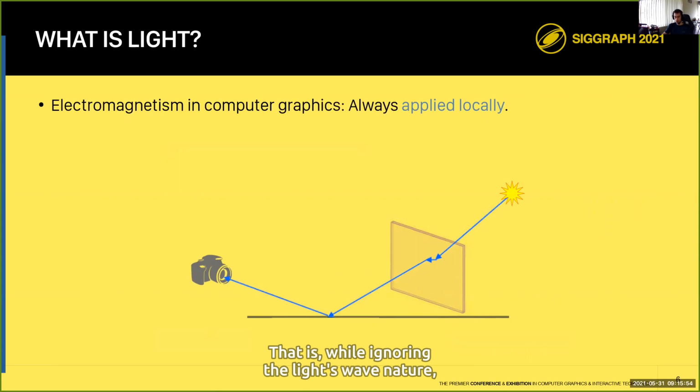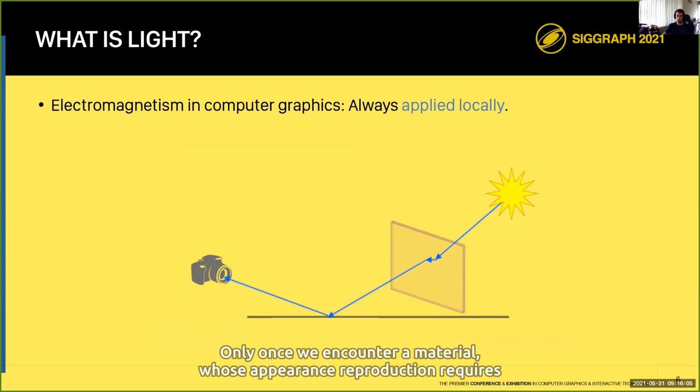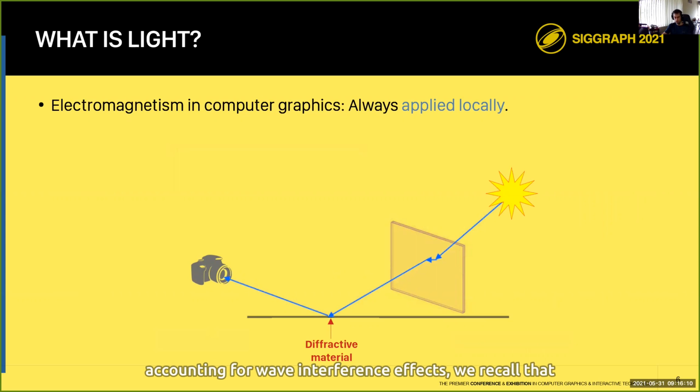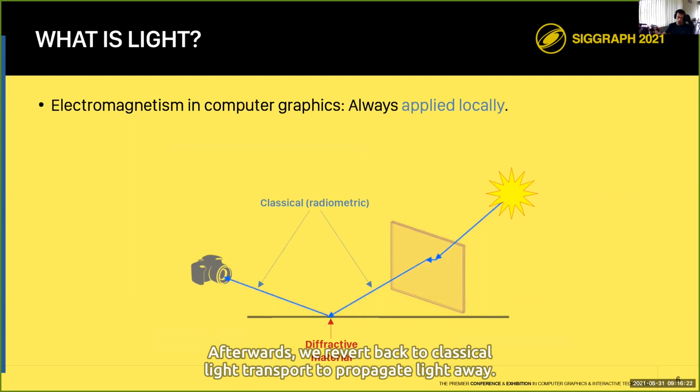That is, while ignoring the light wave's nature, we source light from a light source and transport it throughout the scene. Only once we encounter a material whose appearance reproduction requires accounting for wave interference effects, we recall that light is in fact electromagnetic waves and model the wave optical interaction locally. Afterwards, we revert back to classical light transport to propagate light away.